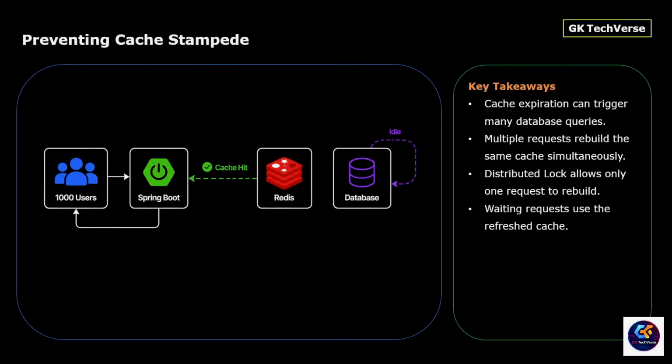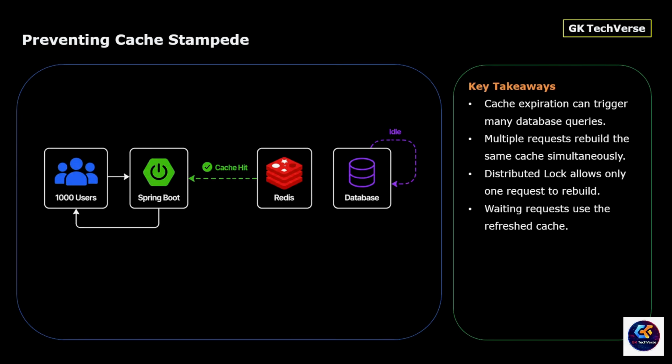So far, we have learned how Redis stores data, performs lightning fast lookups, manages expiration using TTL, and frees memory through eviction. Everything works perfectly until the cache expires. Let's imagine our application is serving thousands of users. All product information is already cached in Redis. Every request becomes a cache hit. The database is almost idle. Life is good. Now imagine the TTL reaches 0.